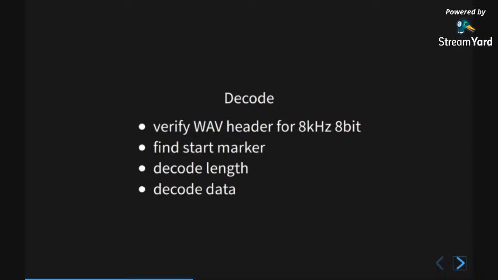Where I had to struggle a bit is, it's easy enough to think about how to write the file, but how to extract the signal out of it. So to decode it, I basically take a look at the wave header, make sure it's as I expect, and then I have to scan to find that FF start marker, figure out the length, decode the data. Even that sounds simple enough.